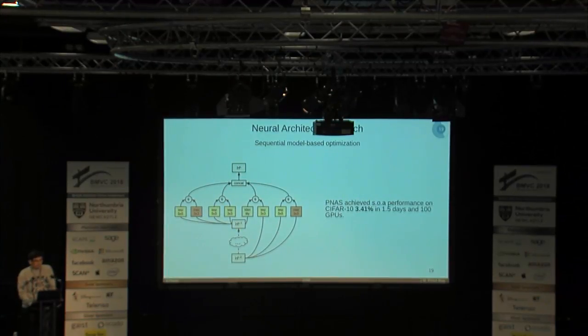So this simple process actually is able to find good architectures. On CIFAR10, it finds an architecture with a 3.41 error, but it takes 1.5 days and 100 GPUs. That's because basically you are training a lot of architectures from scratch until almost completion. So that's not good.